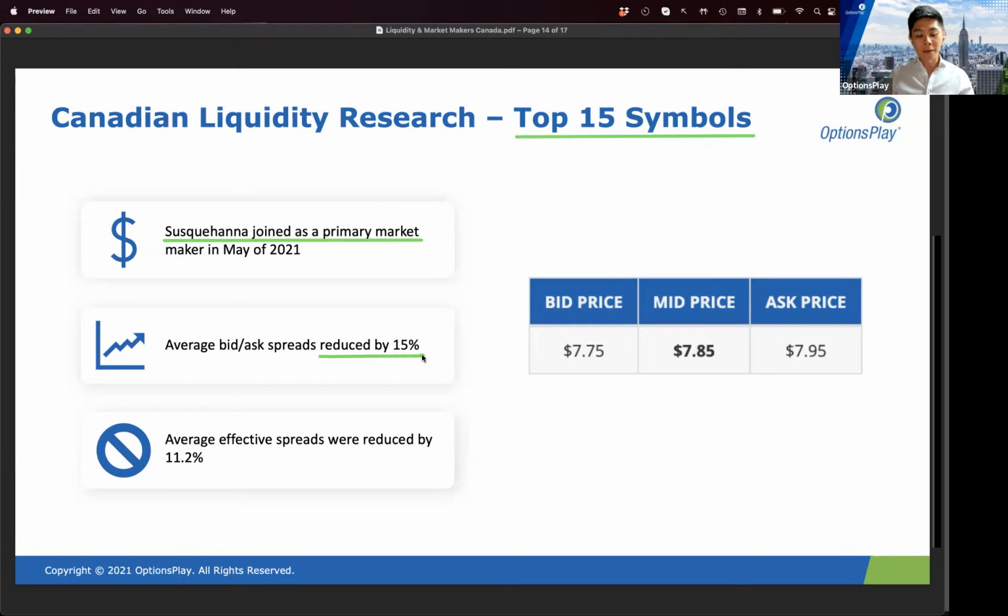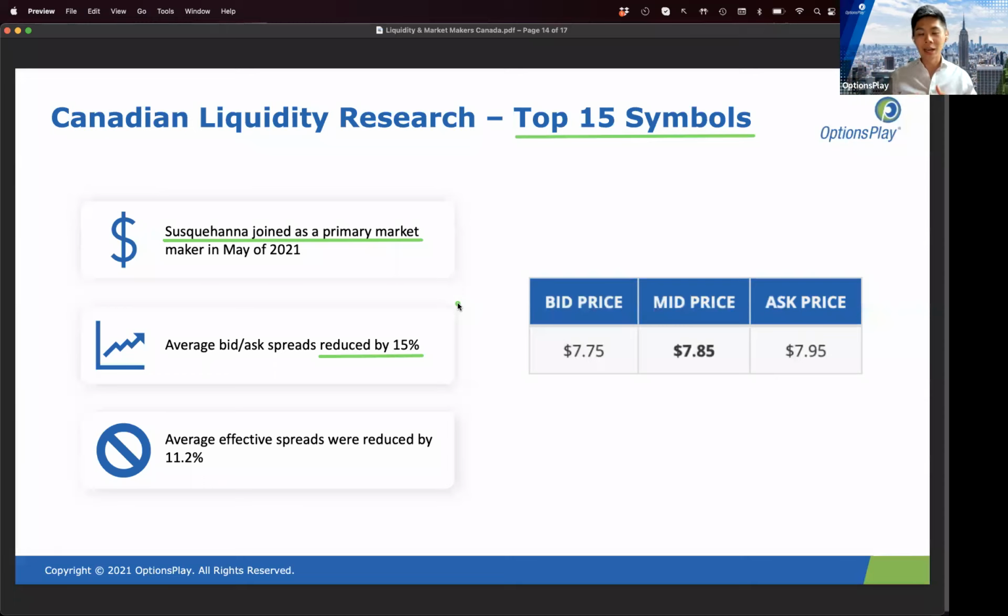One, they were reduced by about 15% from before to after May of 2021. So even the advertised price got more competitive in these names. And I think about 75% of the names that we looked at had tighter bid-ask spreads after May of 2021 versus before. But more importantly, like I said, bid-ask spreads is just the advertised price.